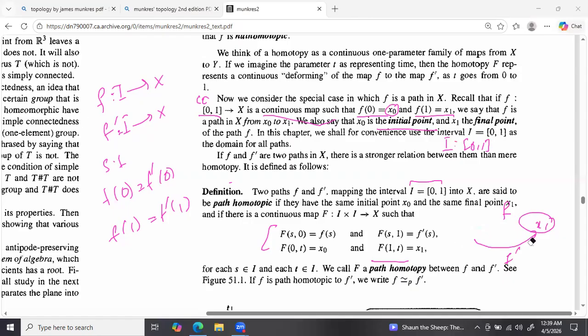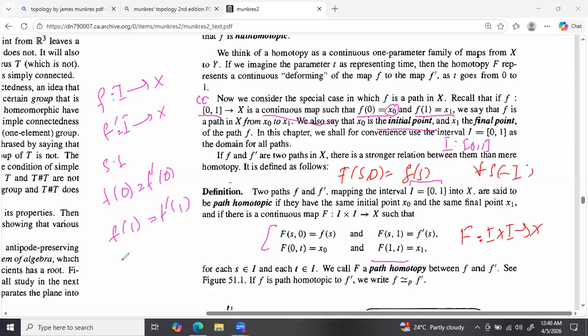Okay, so they are saying if they have the same initial point and terminal point, and if there is a continuous map. Okay, what type of continuous map? F is a continuous map from I cross I to X such that F of s comma 0 is equal to f of s for all s belonging to I, and F of s comma 1 gives the second path f prime.